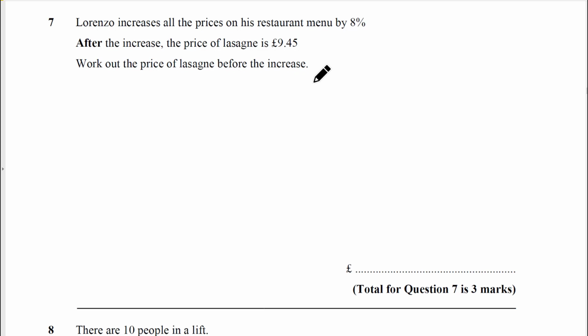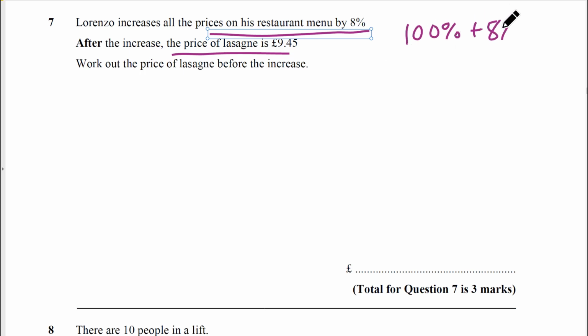Question 7. This sounds like a reverse percentage question. A restaurant increases all the prices on its menu by 8%. After the increase, the price of the lasagna is £9.45. Work out the price of the lasagna before the increase. So this should make sense: 100% plus 8% is 108%, and we've got the new price equals £9.45.